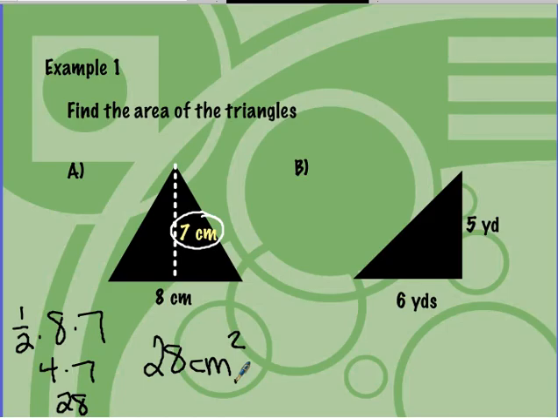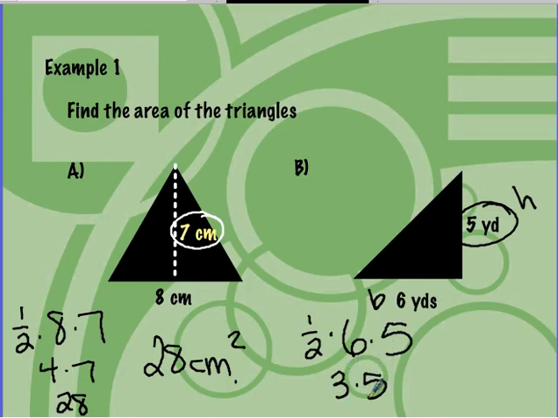Okay, so we have 6 yards times 5 yards. This time 5 is going to be my height. So it's 1/2 times my base, which is 6. So here's my base, here's my height, times 5. Half of 6 is 3, times 5 is 15. So the area of this triangle is 15 yards squared.